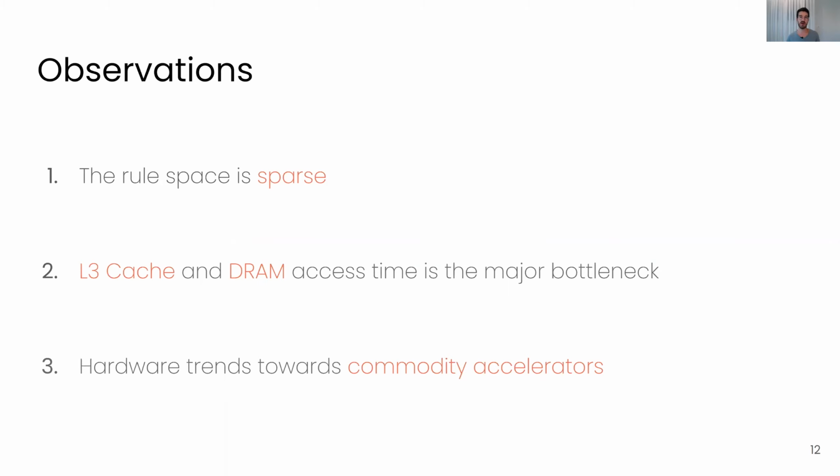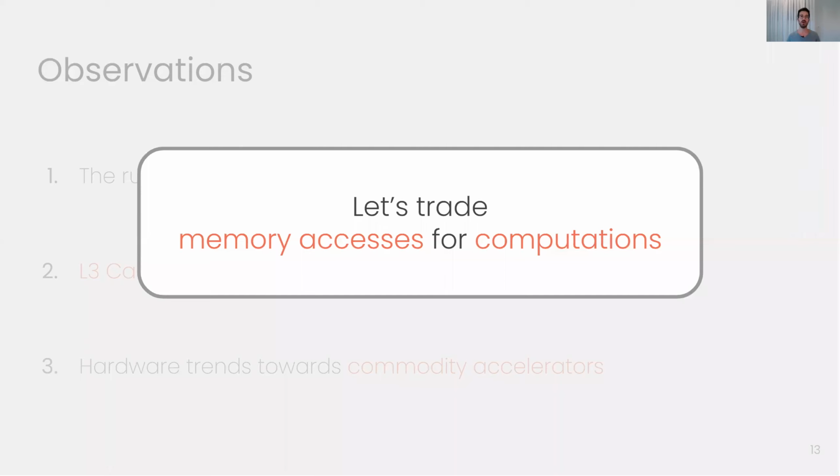The rule space is sparse, meaning the actual rules are only a tiny fraction out of all possibilities in all fields. L3 cache and DRAM accesses are the major bottleneck, as they're not integrated in the CPU core. And hardware trends toward commodity accelerators, such as wide vector processing engines that make computations much faster. These all make us wonder whether packet classification may benefit from trading memory accesses for computations.